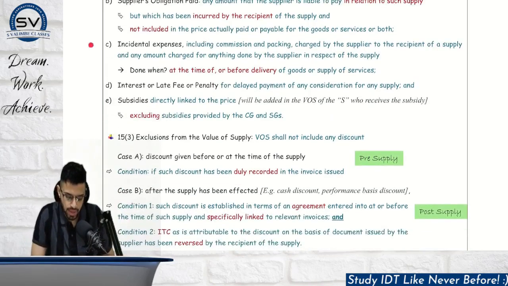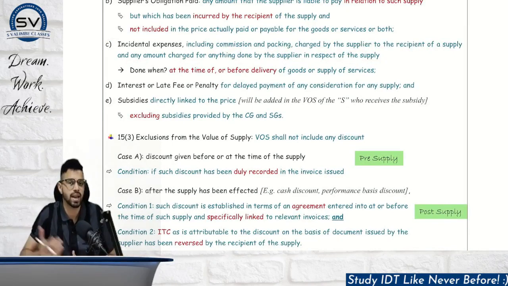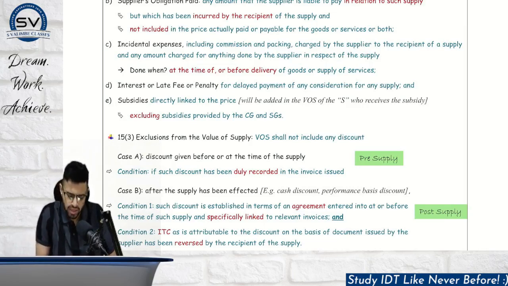Next, incidental expenses, for example commission, packing, charged by the supplier to the recipient, and any amount charged for anything done by the supplier in respect of supply. Now basically, let's say the recipient says that I want a separate, fancy kind of packaging for which I will pay 5,000 extra, so 5,000 will be included. Other incidental expenses, commission, packing, whatever I am charging, but ensure that this charge by the supplier should be at the time of or before the delivery of goods.